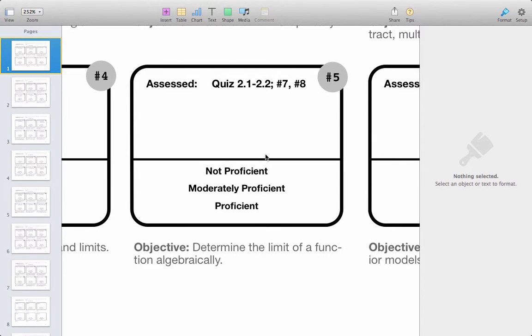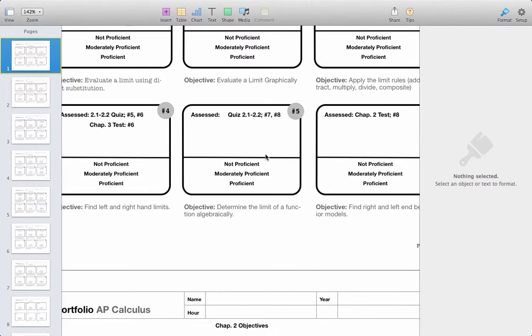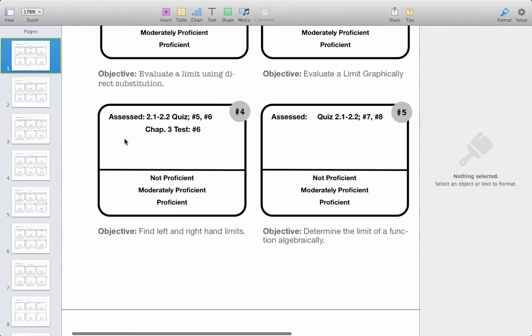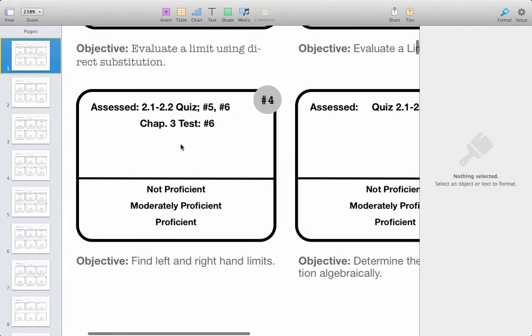Let's look at one with, let's see, this one has 3 here. If I look at objective number 4, find the left and right hand limits, it's assessed on the quiz 2.1 to 2.2 quiz, and it's also assessed on the Chapter 3 tests. So I would look at those problems on those tests and see if I got them right or not.